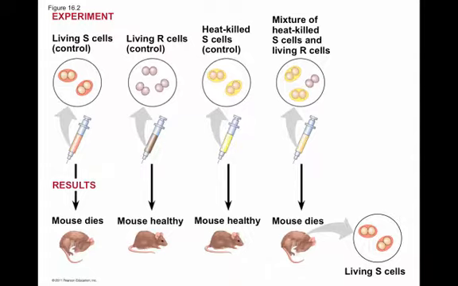But whenever he mixed the heat-killed S cells, which were harmless by themselves, with living R cells, which were also harmless by themselves, the mouse died. Griffith was not really sure what was going on, but what he figured out was that these living cells that had been harmless were taking up something from the heat-killed cells.